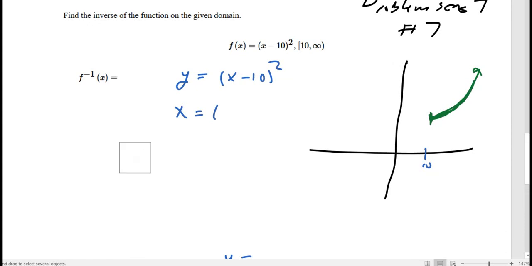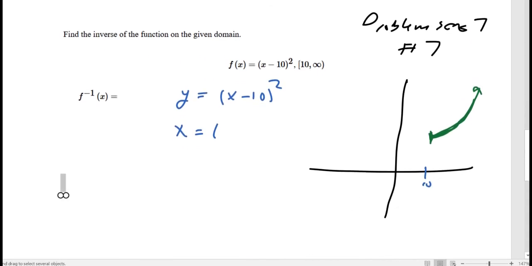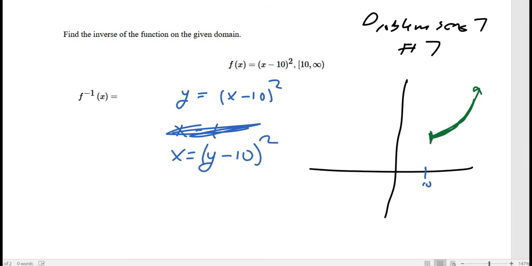So we're going to write it as x equals (y minus 10) squared. Once you switch the x and the y, then you solve for y. To get rid of the squared, since the whole side is squared, I'm going to take a square root of both sides. That leaves me with square root of x equals y minus 10.